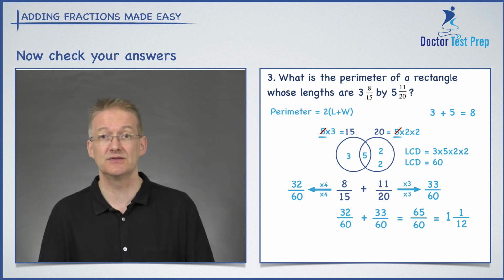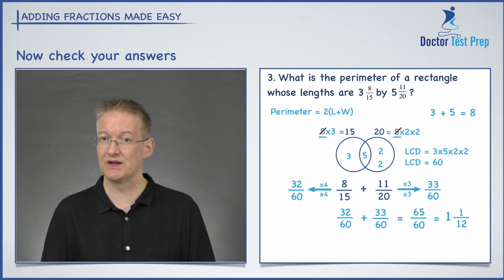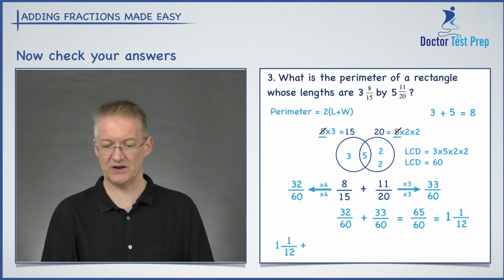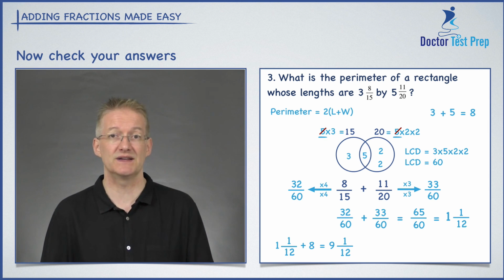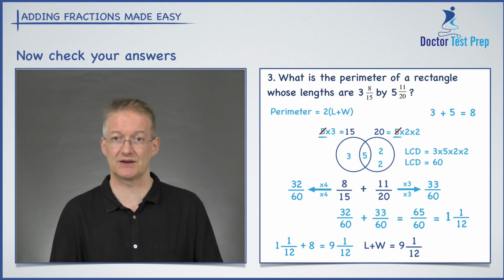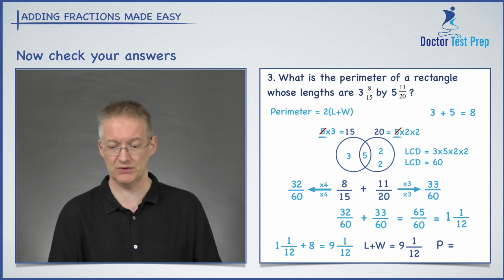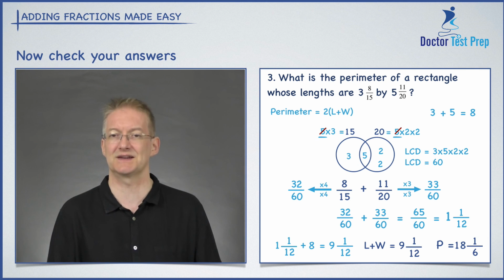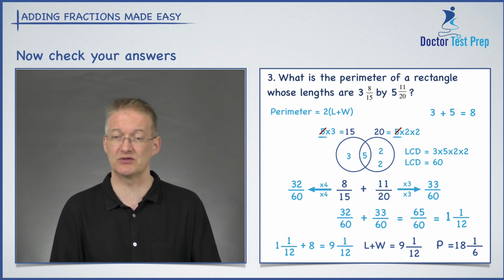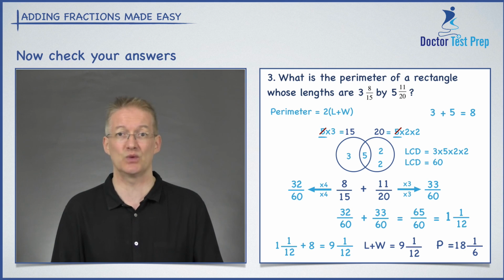And I had 8 from adding the whole numbers together. So when I add them together now, 1 and 1/12 plus 8 gives me 9 and 1/12. So 9 and 1/12 is the length plus the width of this rectangle. We wanted the perimeter, so all I've got to do now is multiply this by 2. So multiplying by 2 will give me 2 times 9 is 18, 2 times 1/12 is 2/12, but 2/12 can be reduced to 1/6. So my final answer is the perimeter is equal to 18 and 1/6.